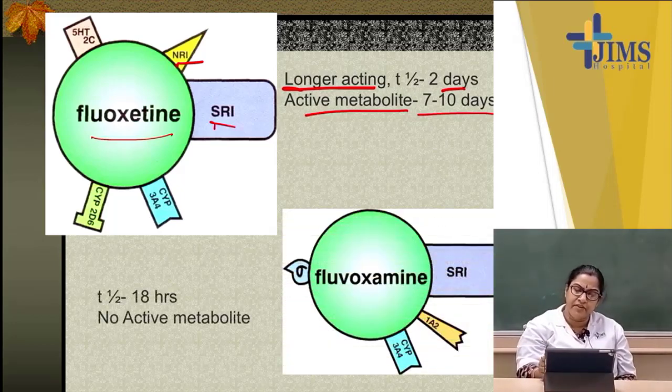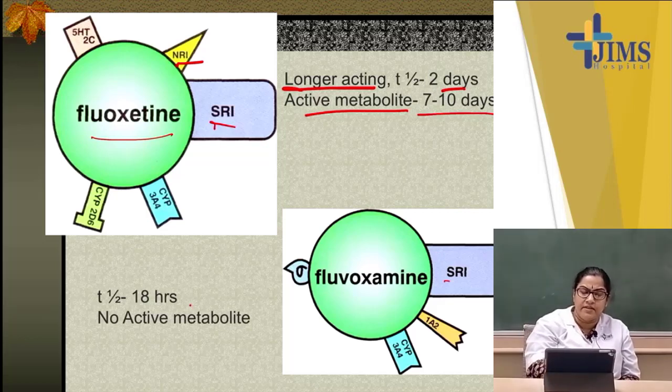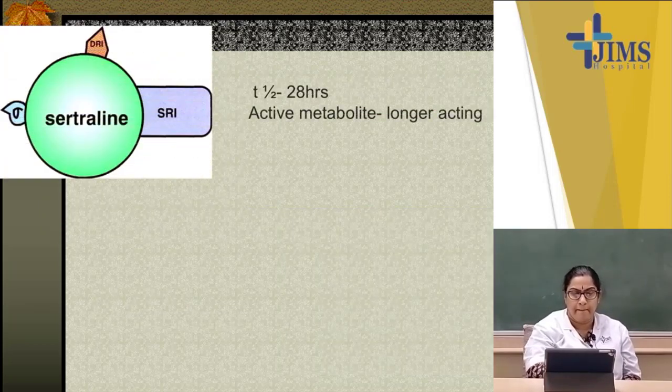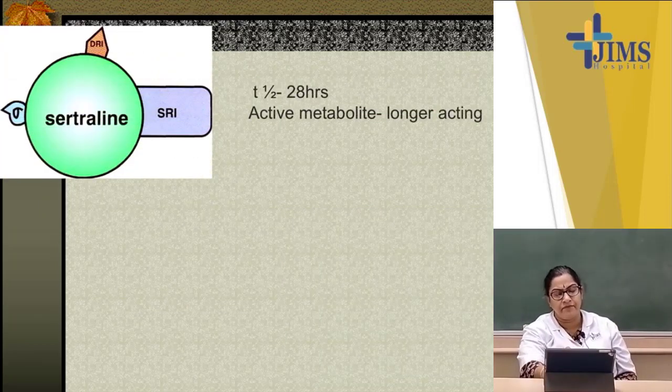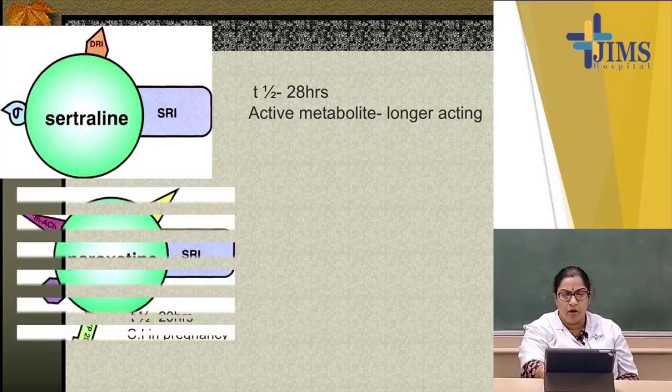Fluvoxamine, another drug which has action like the serotonin reuptake inhibitors, also has its action on the adrenaline receptors. Plasma half-life is 18 hours, it doesn't have any active metabolite. Sertraline, again its half-life is 28 hours and the active metabolite is longer acting.